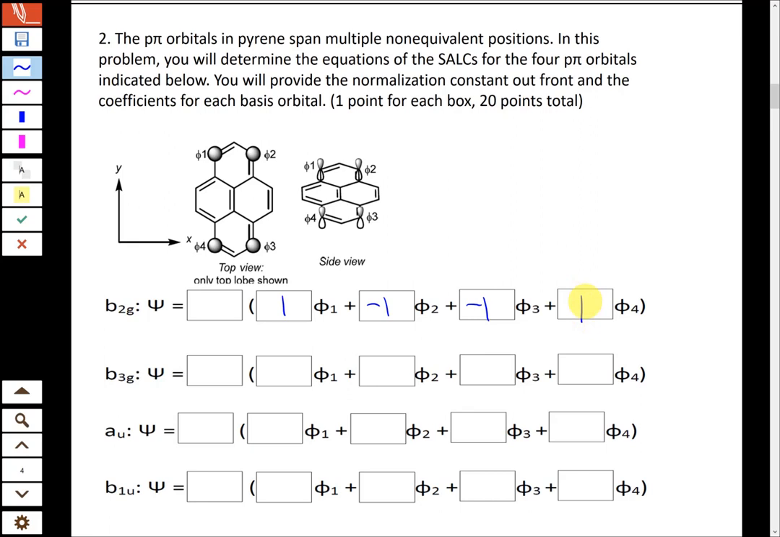And then the normalization for that would be 1 over the square root of 1 plus 1 plus 1 plus 1, which is 4, and the square root of 4 is 2, so we get 1 over 2. Remember, normalization is 1 over the square root of the sum of the squares of the coefficients. All right, so that's how we get the normalization. Most of us did fine on that part. So that's the first one, B2G.